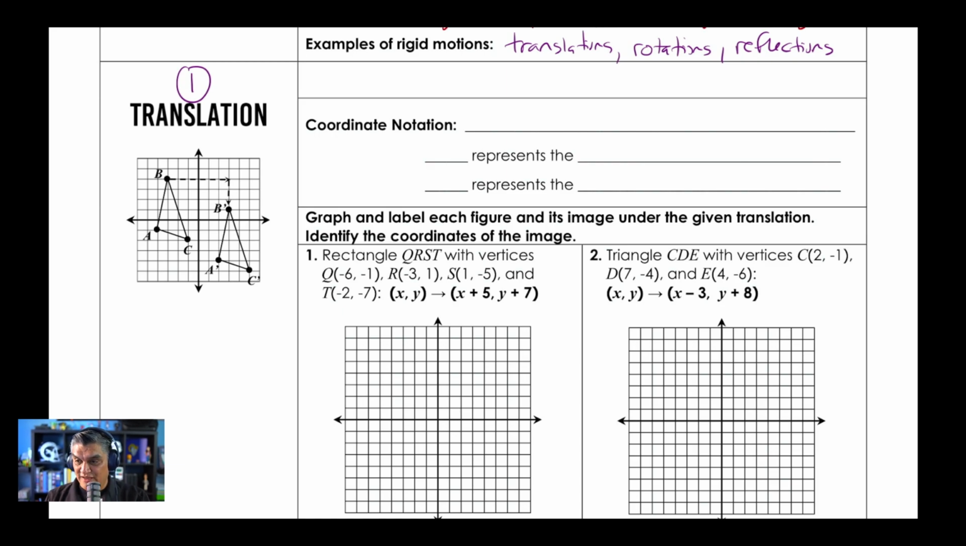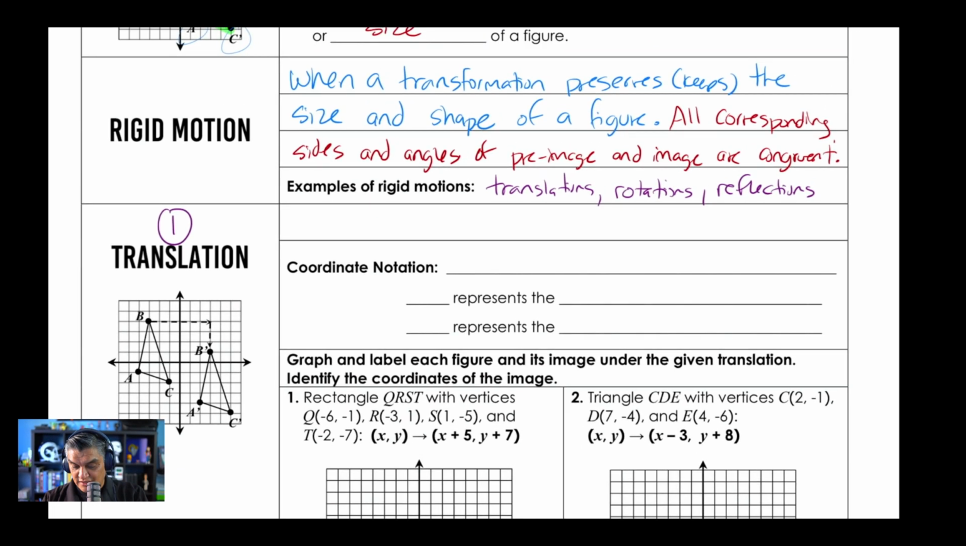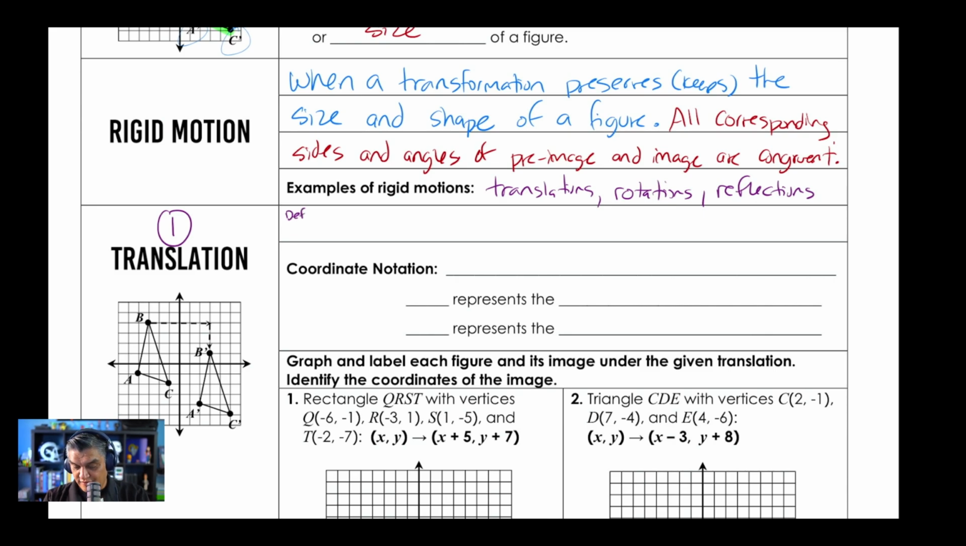Our definition of translation, and I'll put it right here in this box. I'll put def for definition. The definition is to vertically and or, that means you can do both or just one, and or horizontally slide a figure. That means I get a figure and I slide it horizontally. That means it goes left to right. Or I slide it vertically. That means it goes up or down. That's it. That's all the translation is.